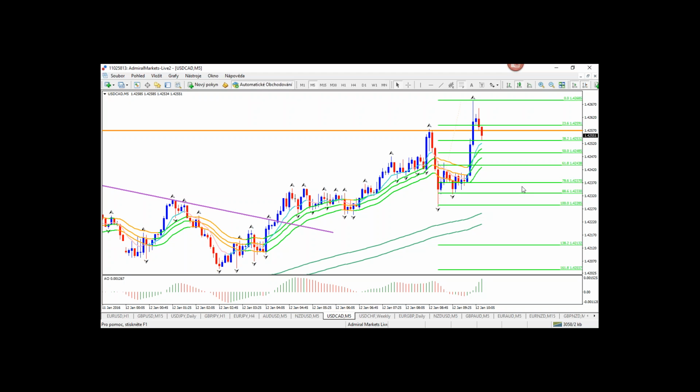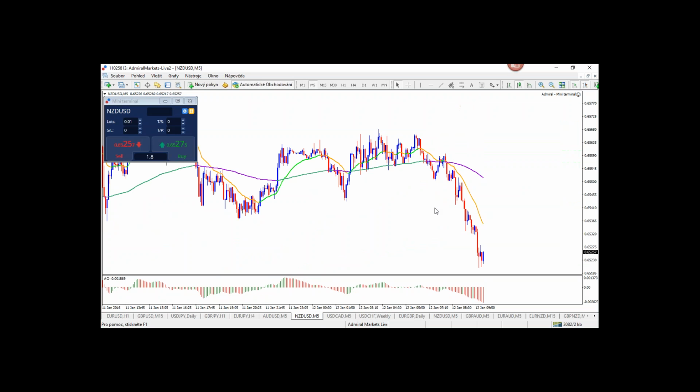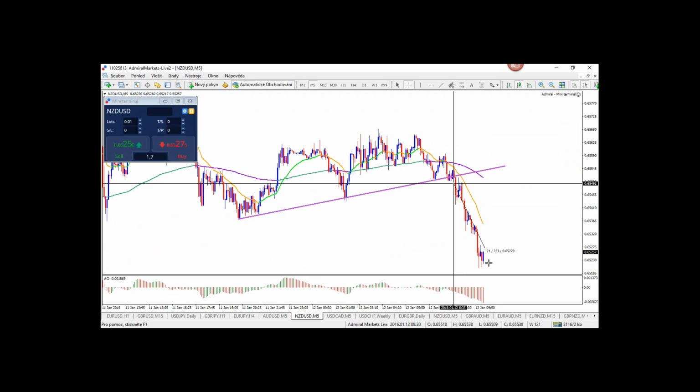The Kiwi is also falling nicely, by the way. Oh, great job, Knut. That's good to hear. If you're in it, it's great to trail stop it. I didn't take this one. It's just too similar to the Aussie, but definitely a Kiwi break earlier as well. Nice break, falling only 27 pips. That's funny. It seems like a massive fall, but it's only 27. Still good.